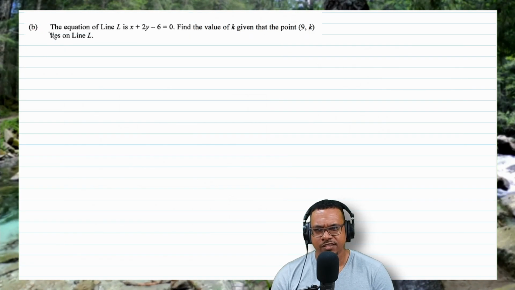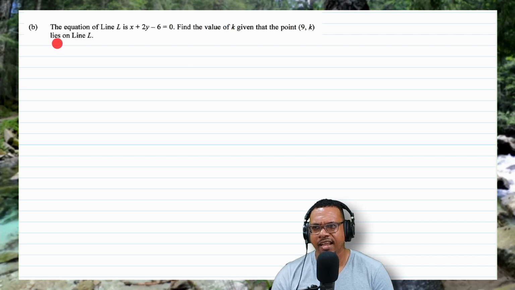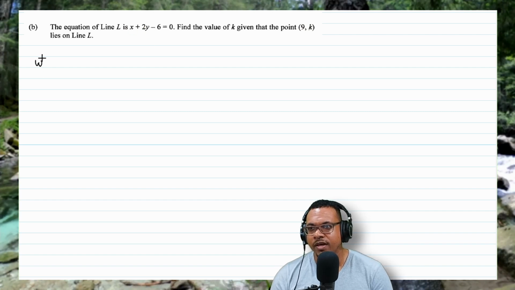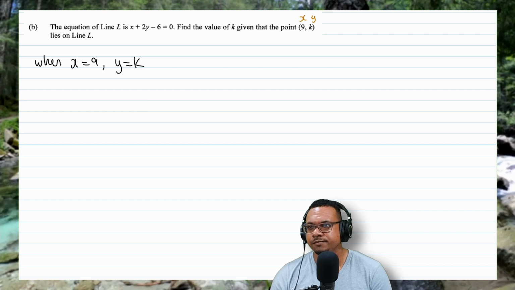Now for part B of this question, we have the equation of the line L is x plus 2y take away 6 is equal to 0. They want us to find the value of k given the point (9, k) lies on the line L. So first we must understand that (9, k) means x is 9 and y is k. So in this equation, x is equal to 9 and y is equal to k, because that's our coordinate. This is x, this is y.